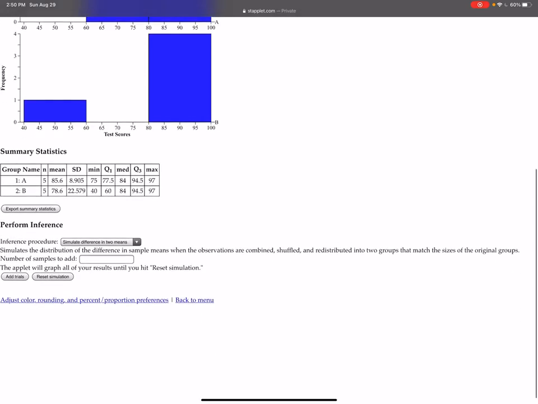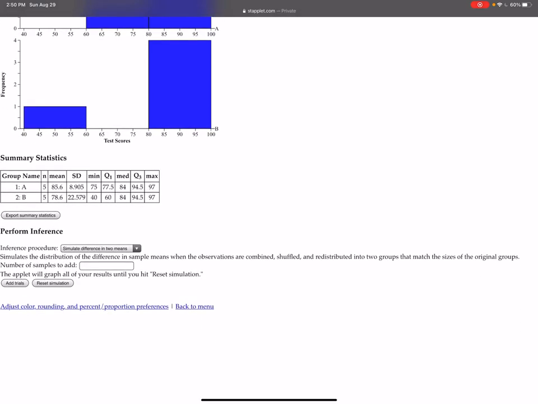I want you to look down here at my summary statistics. The median is an 84 for both sets of data, but the mean in Group A is 85.6, whereas the mean in Group B is 78.6. That's because that 40 got calculated, and there's a big gap between 40 and the next lowest score.